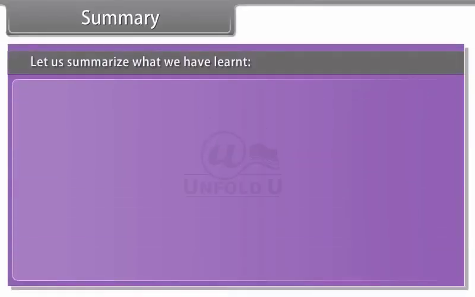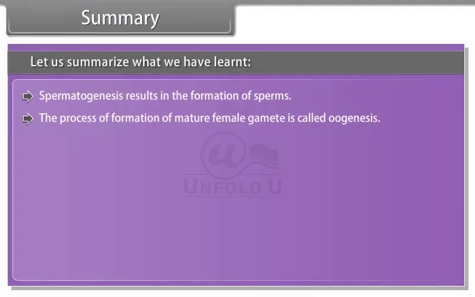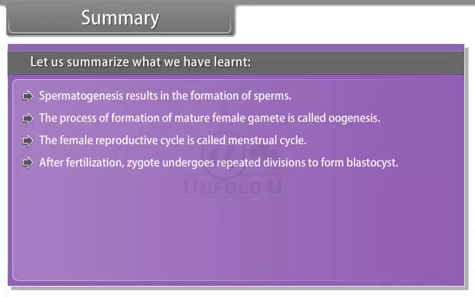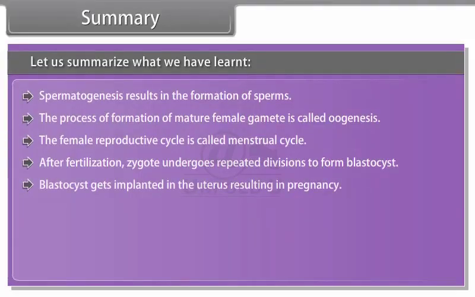Summary. Let us summarize what we have learned. Spermatogenesis results in the formation of sperms. The process of formation of mature female gamete is called oogenesis. The female reproductive cycle is called menstrual cycle. After fertilization, zygote undergoes repeated divisions to form blastocyst. Blastocyst gets implanted in the uterus, resulting in pregnancy.